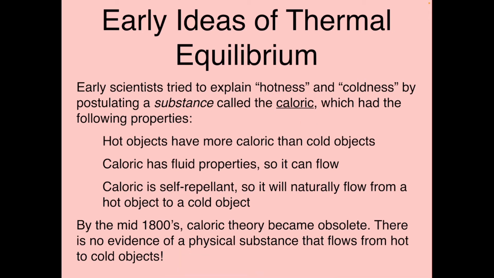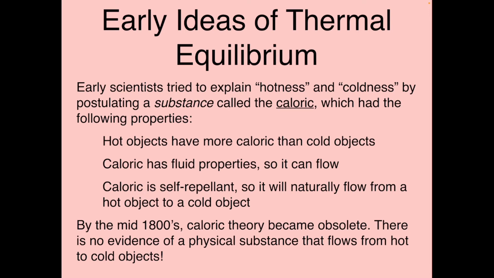Okay, that's the idea. The caloric was also thought to be like a fluid. It can flow. It can move from one object to another. It was also thought to be self-repellent. So if you have a lot of caloric concentrated in one area, it's going to want to spread out because it repels from itself. So naturally, it's going to flow from hot objects to cold objects. This idea was very popular for a long time to explain, again, the phenomenon of heat and temperature. But by the mid-1800s, this theory became obsolete.